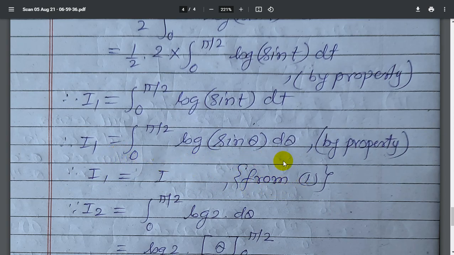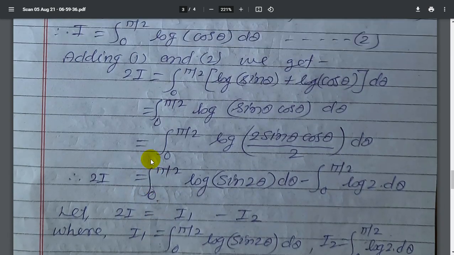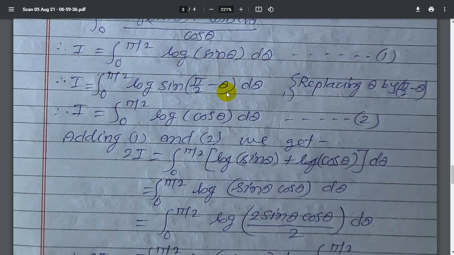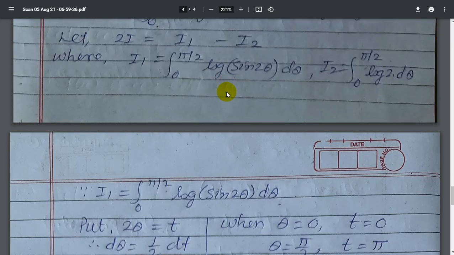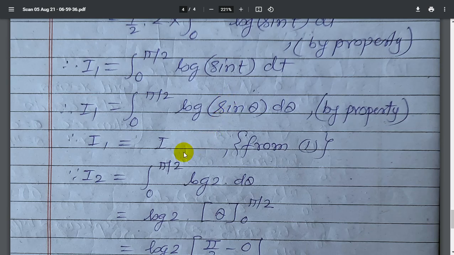Therefore, I1 equal to I from equation first. This is equation first, you can check. If you want to go to that equation, you can check here. This is your equation first. I equal to 0 to pi by 2 log of sin theta d theta, equation first. So from this equation, you can say I1 equal to I. So the first integral is done, I1 equal to I proved here.